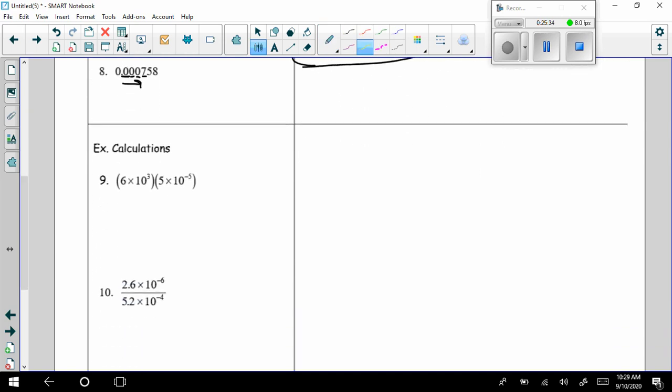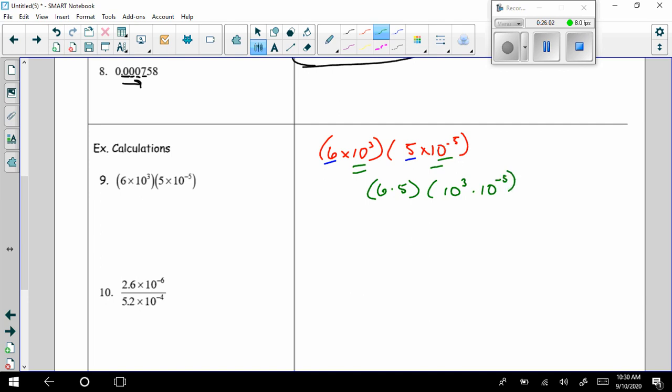To do calculations with them, because we have those like bases, we're going to use our rules of exponents. So we have 6 times 10 to the third times 5 times 10 to the negative fifth, right? So we have our constants, but then we also have our base 10s. And since those base 10s match, we can split this up so that they are together. And then we can just follow our exponent rules. So like bases, we add our exponents. So we have 30 times 10 to the negative second.